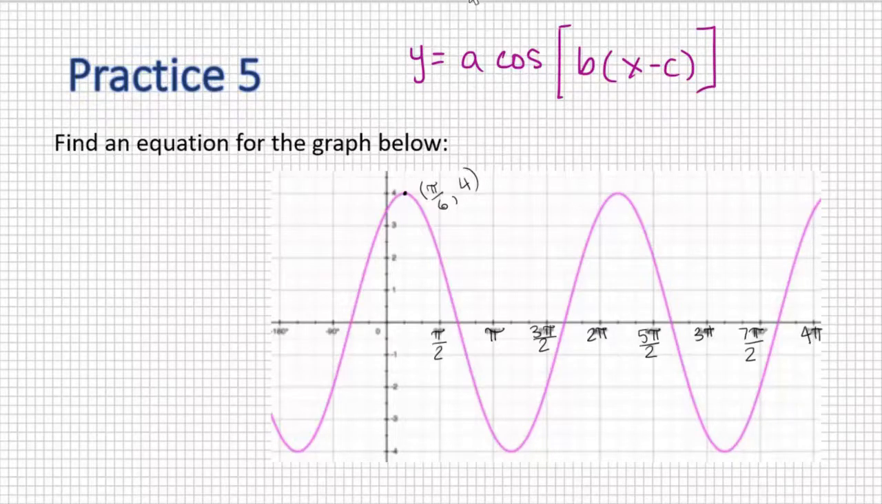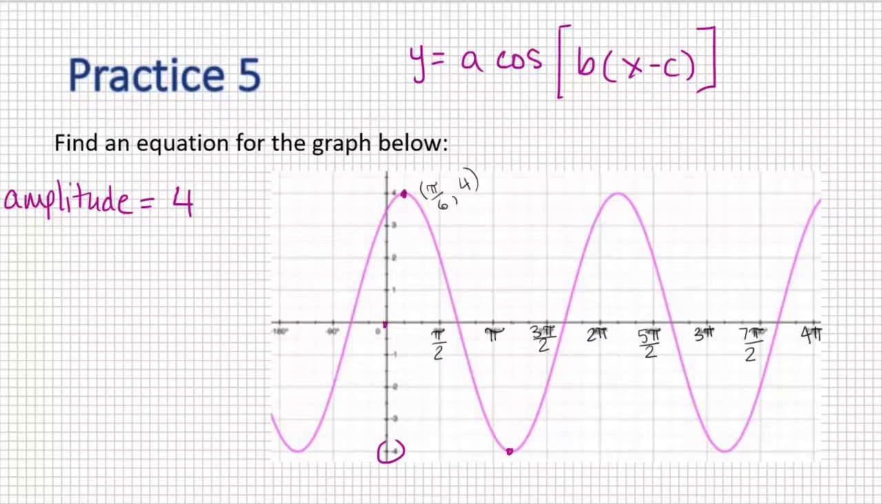What are our values for a, b, and c? Well, the given amplitude here, if we measure from the midline to the maximum point, is 4, or from the midline to the minimum point, over here, is negative 4. So the amplitude has a value of 4. We're going to keep the amplitude as a positive value and not deal with a reflected graph.